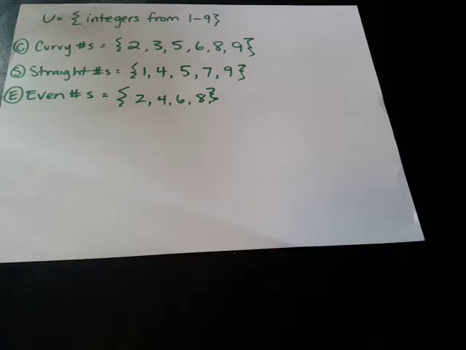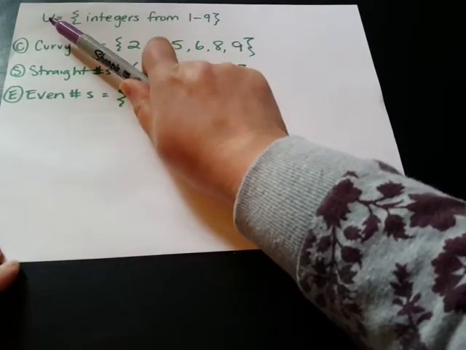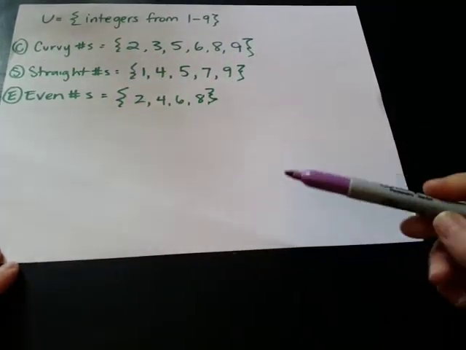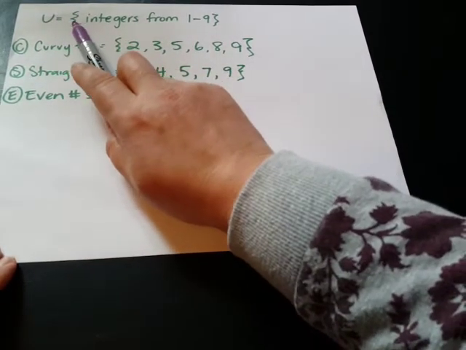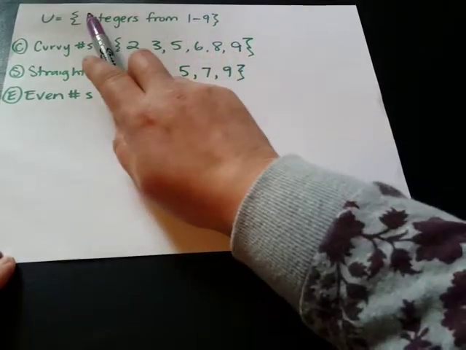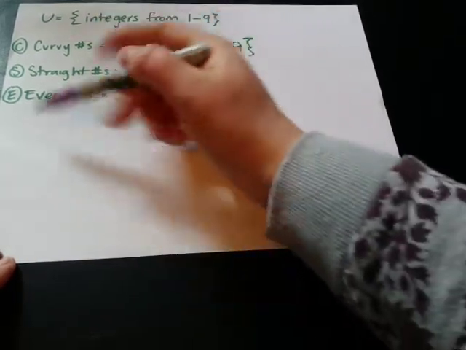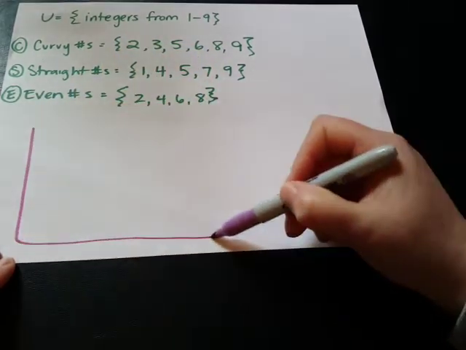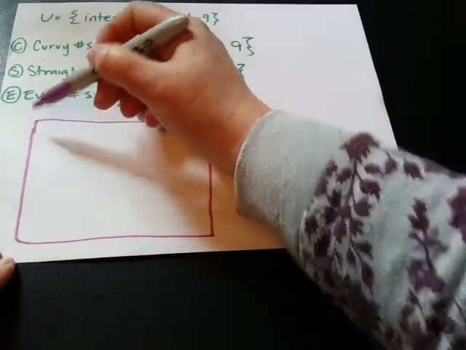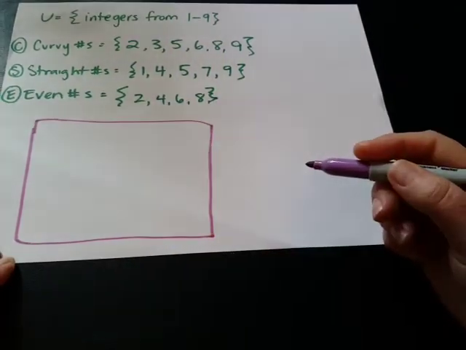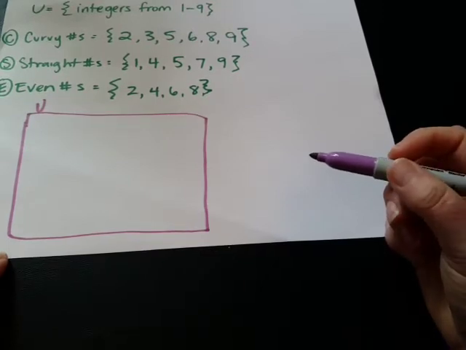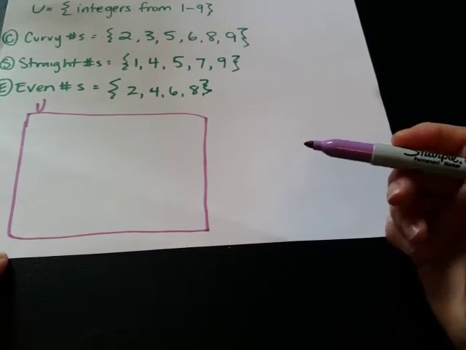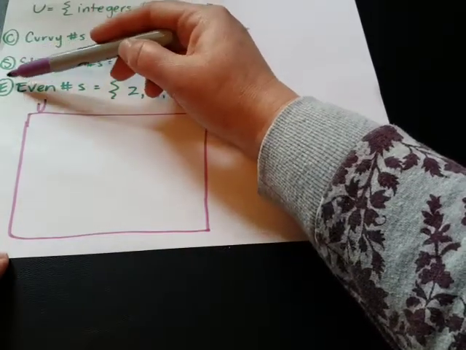So in this example, we have a universal set. When you see the indicator U, that's usually talking about the universal set. And what that is saying is that the universal set includes members that are all the integers from 1 to 9. So what we have to do is create this universe, or this box, where we see all of the integers from 1 to 9. And within that universe, there are going to be 3 more sets: set C, S, and E.